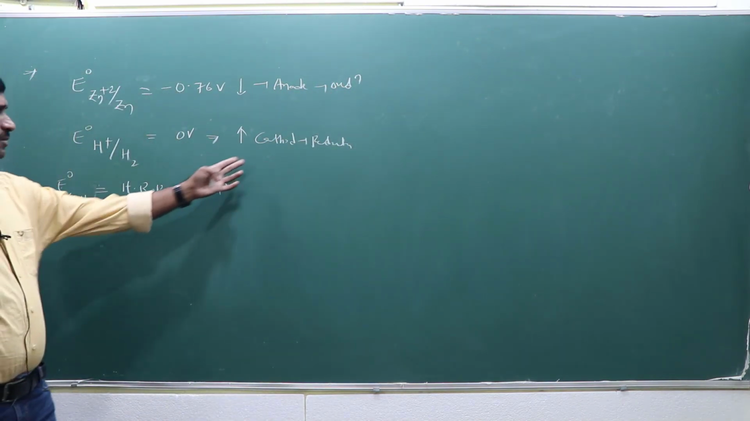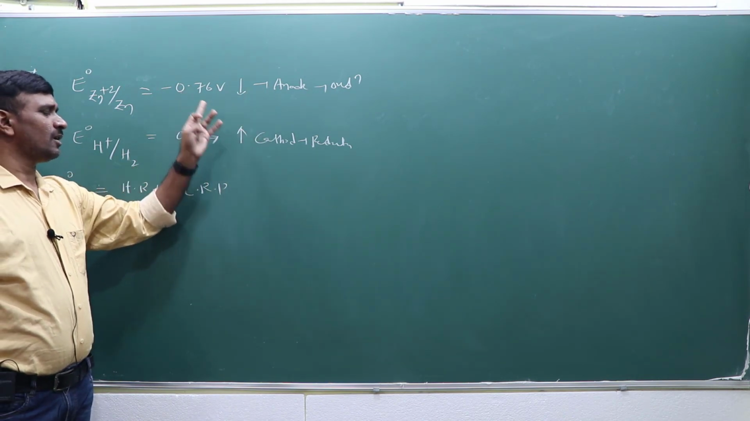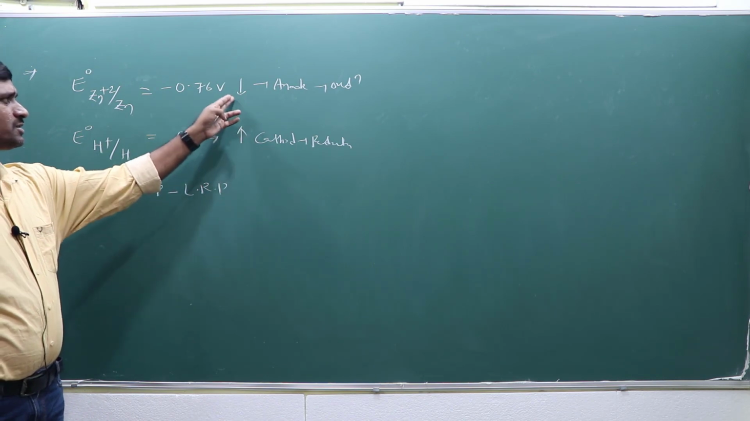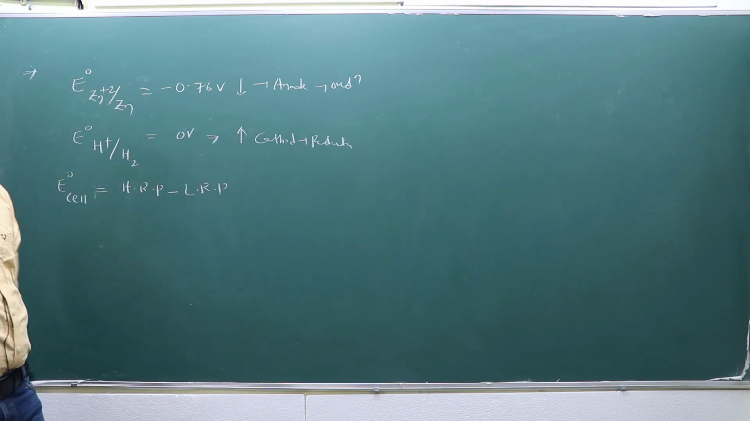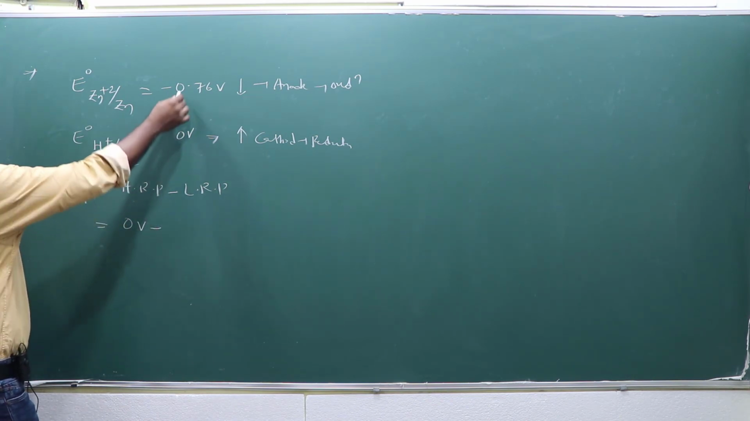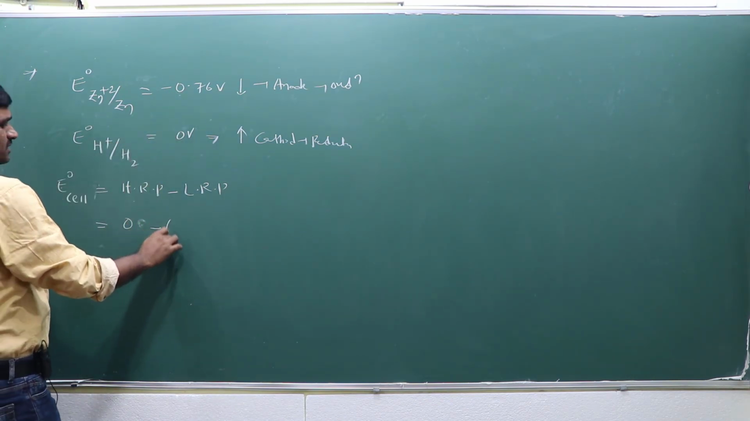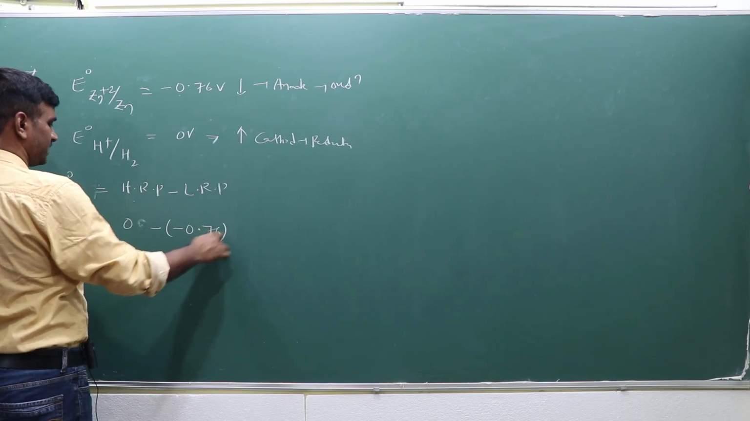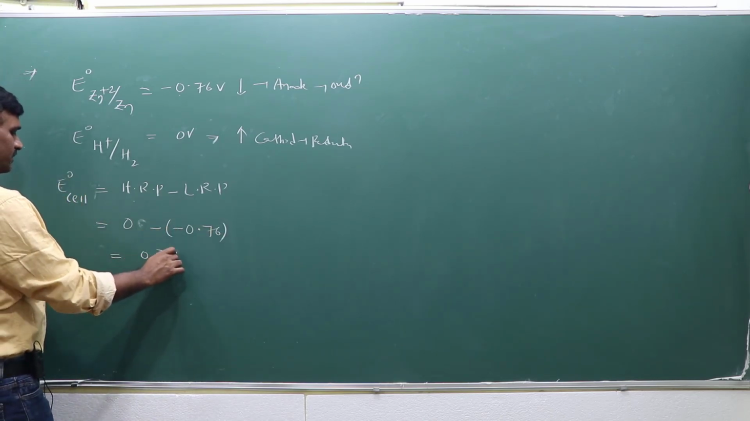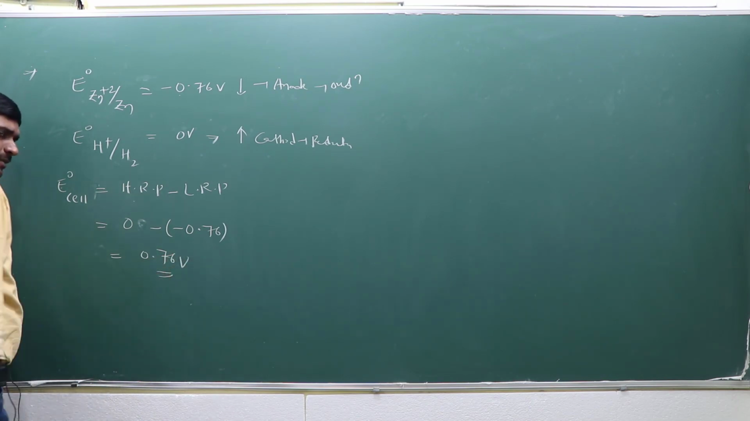E cathode minus E anode: the highest reduction potential, which acts as cathode, minus the lowest reduction potential. How much is it? Highest is 0 volt minus minus 0.76. Minus into minus is plus, that means 0.76 volts. This is one example.